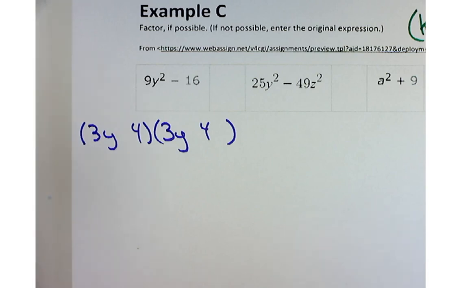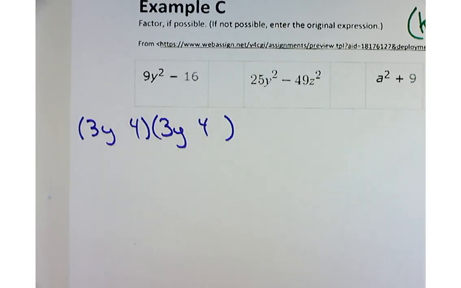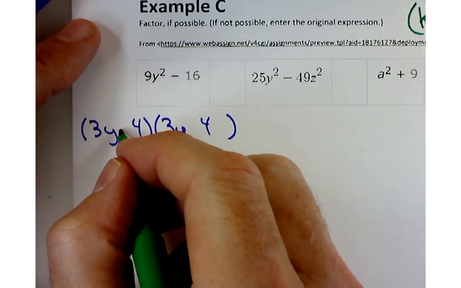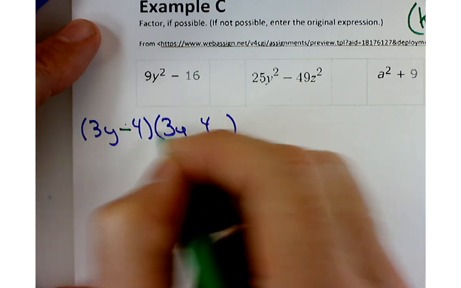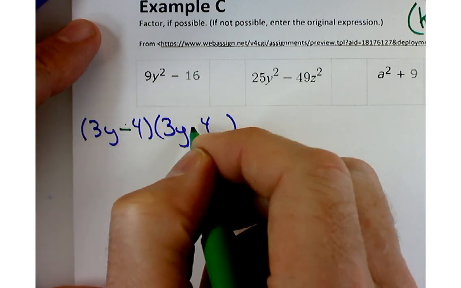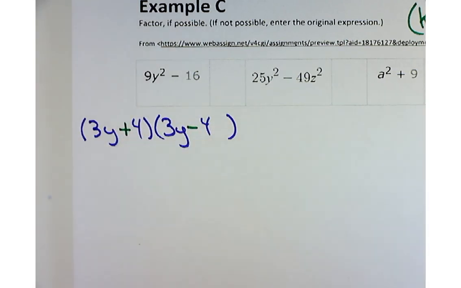Gustavo, how does this finish up? I've got 3y and 4, 3y and 4. I need to fill in a little bit here. I've got to figure out the signs: plus and minus, or minus and plus. Either way, it doesn't matter, as long as one is positive and one is negative, that's all that matters. Thanks, Gustavo. And thanks, Jocelyn.